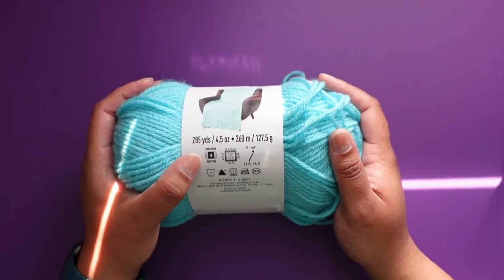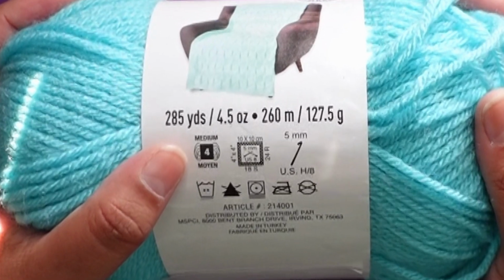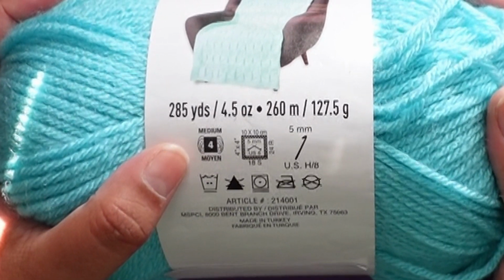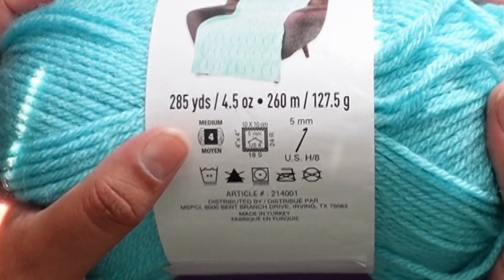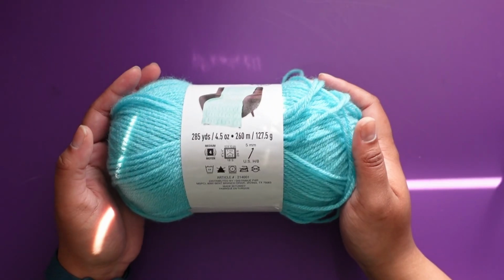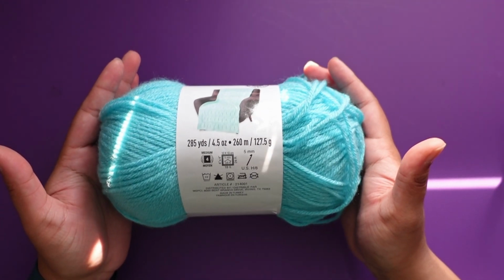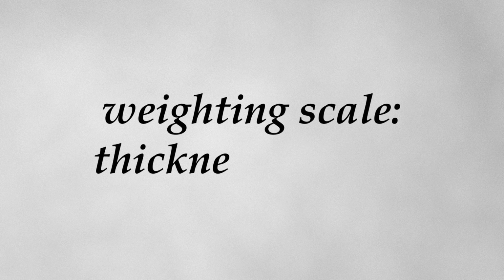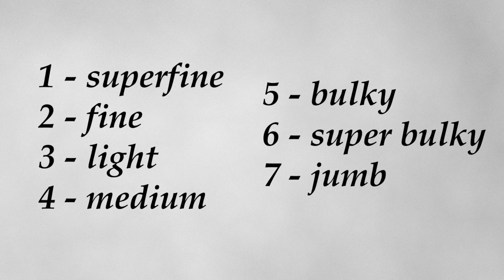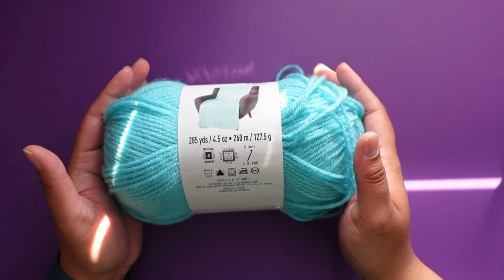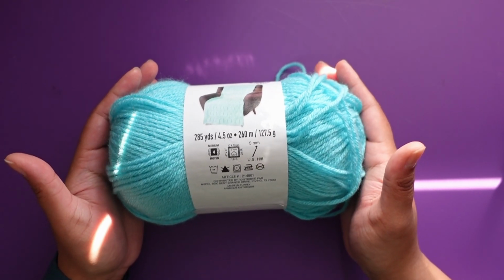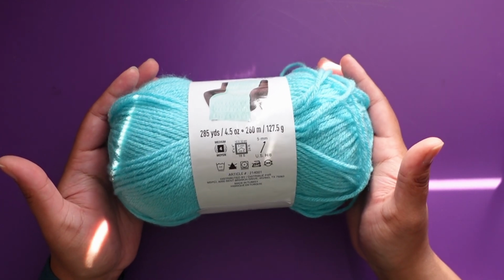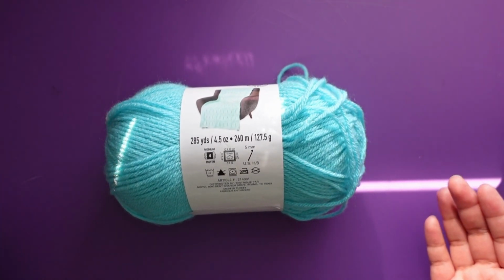Moving down, you'll see a symbol that you'll see on all yarn skeins. It's a little mini yarn skein with medium and the number 4 written on it. This tells us the weight of this yarn in comparison to other yarns. Now there's a weighting scale that yarns follow, going all the way from 1 to 7, with 1 being super fine and 7 being jumbo. 4 is a happy medium in that scale. This means that it's not too thin and it's not too heavy.